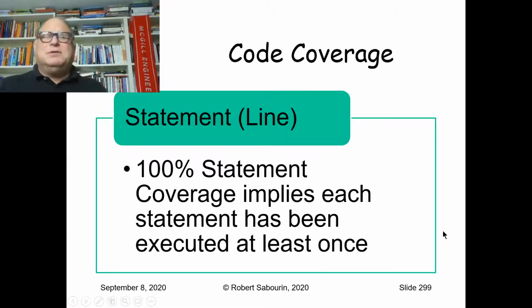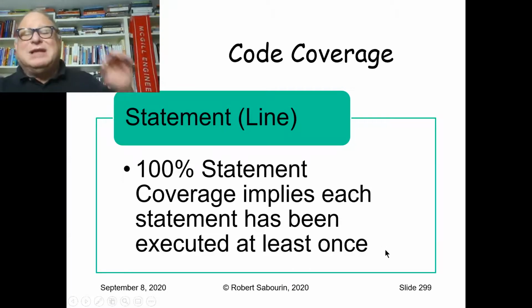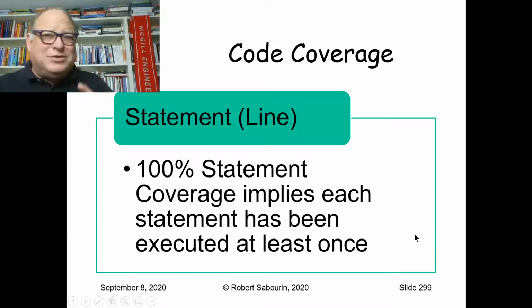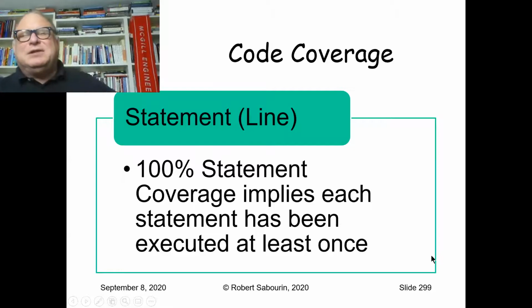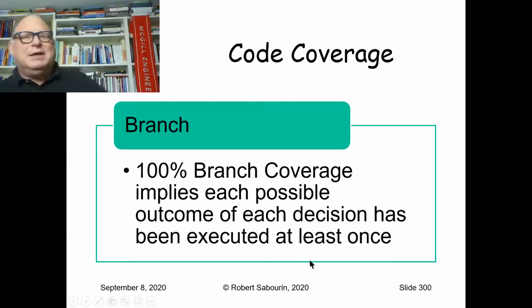Code coverage, there are some rules of thumb here. If we look at the term statement coverage, if I design tests, I look at a piece of code and I want to create a series of unit tests where I'm going to get 100% statement coverage, that means that each statement has been executed at least once when I run my tests. So 100% statement coverage implies each statement has been executed at least once. It doesn't say anything about orders of operations and all this stuff. It just says that each one has been executed at least once if you achieve 100%.